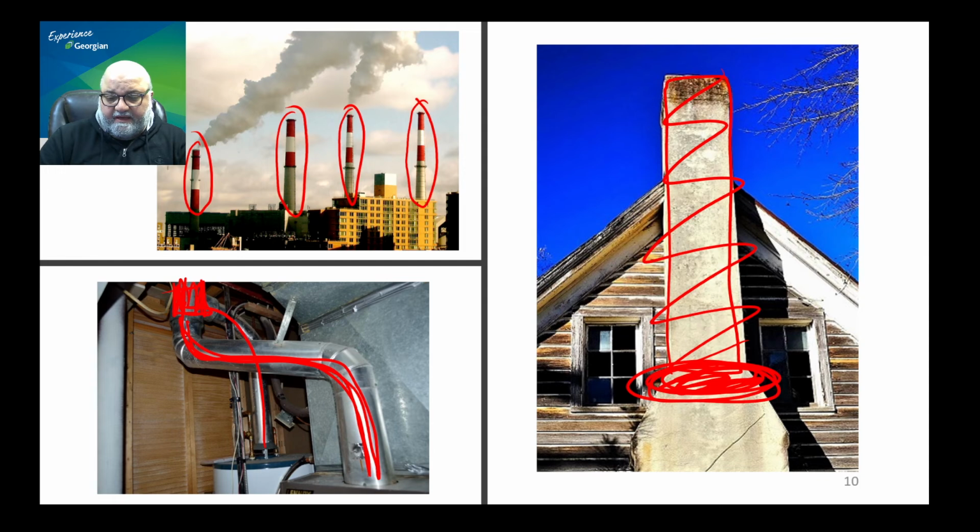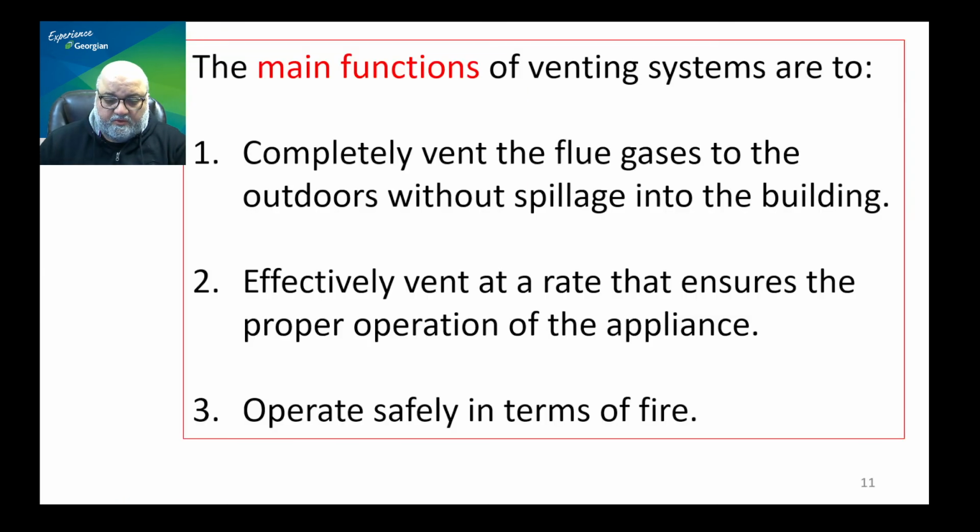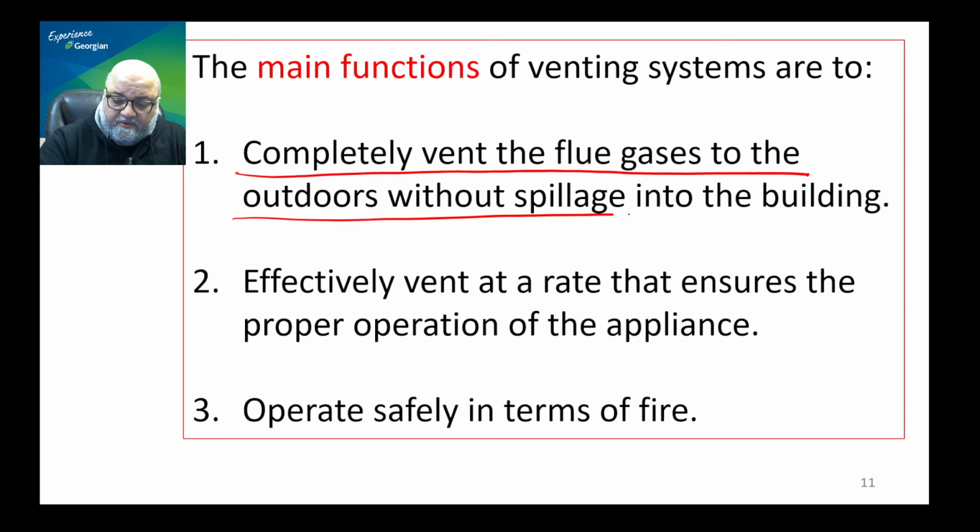So let's take a step back and have a look at the bigger picture. What are venting systems? What do we expect from venting systems? It can boil down into only three things. Number one, completely vent the flue gases to the outdoors without spillage into the building. Flue gases are the combustion products and the air coming from the combustion chamber. Dump them all out. Don't spill any of that back into the building. That's absolutely unacceptable.